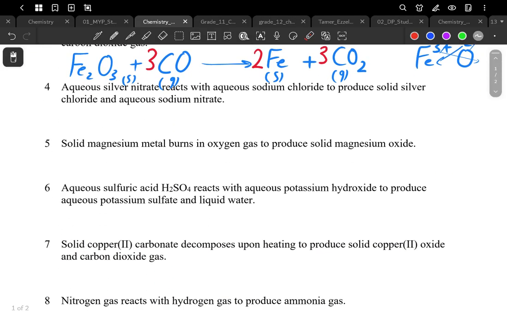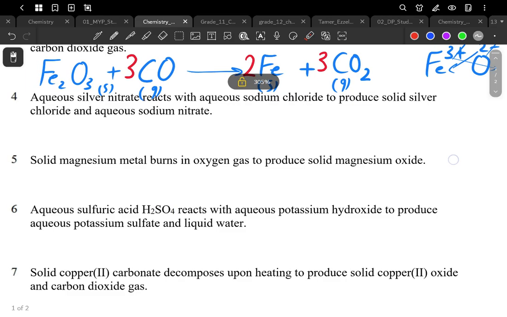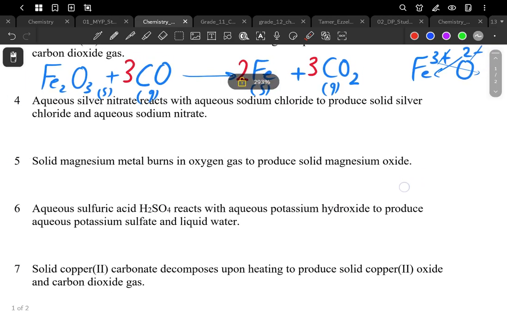Next question: aqueous silver nitrate reacts with aqueous sodium chloride to produce solid silver chloride and aqueous sodium nitrate. All of the 4 are ionic compounds. Let's do it here on the right.